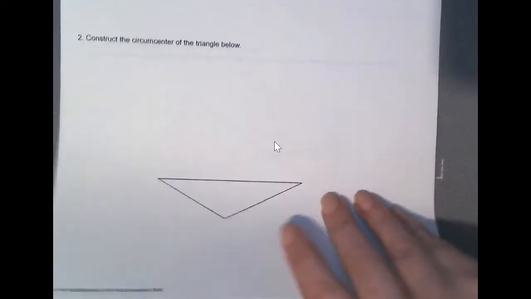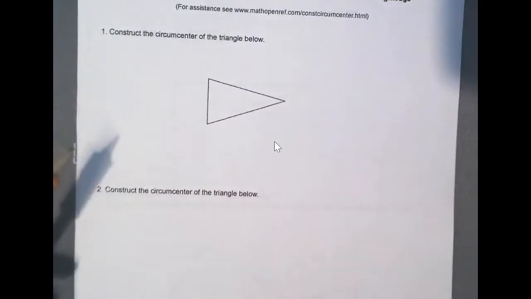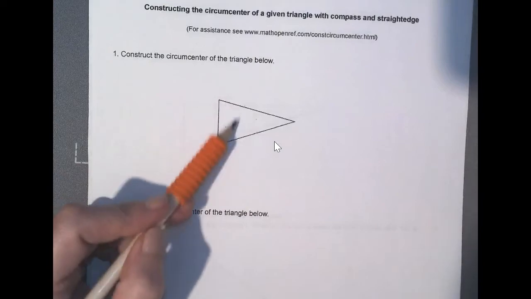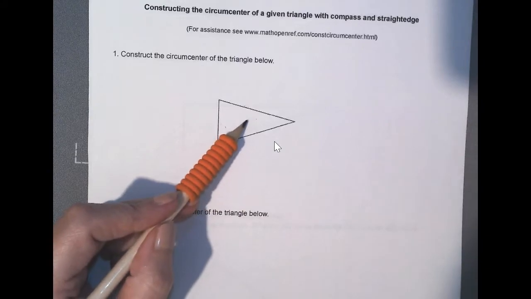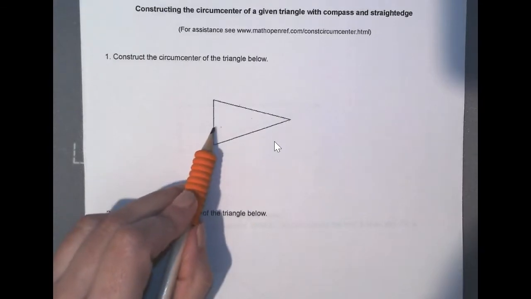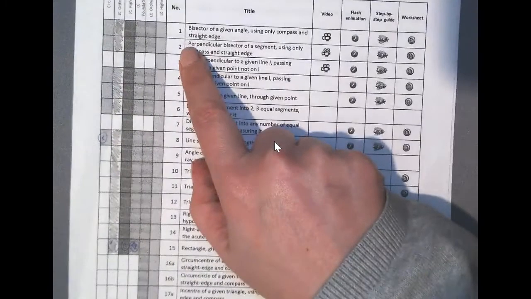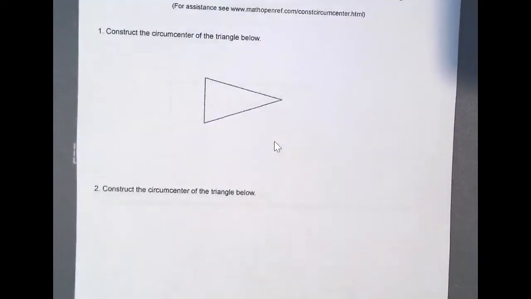Okay, so this one here from SQLnet: construct the circumcenter of a given triangle with compass and a straight edge. Like I said, we have to bisect the lines of the triangle, and it's actually enough to bisect just 2 out of the 3 lines to give you that circumcenter. So let's bisect the line. We'll bisect this one first. If you remember, this was construction 2 that we did, and there's a video on this, how to do a perpendicular bisector of a segment or a line.